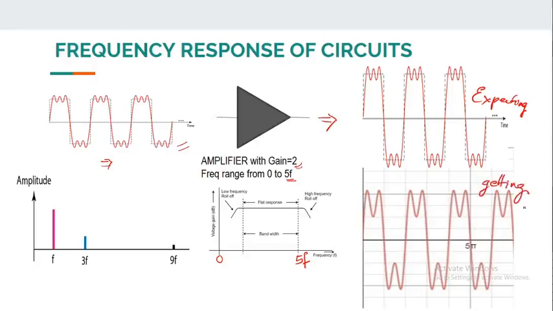This cannot be explained in any time domain manner, but it can be very easily explained using the frequency domain. That is, this amplifier has a frequency range from 0 to 5f. That means frequencies which are very large, that is 9f, this frequency is very large compared to 5f. So this amplifier will not act on this frequency, or it will cut out this frequency and it will amplify only these two frequencies. That is how we are getting the signal.